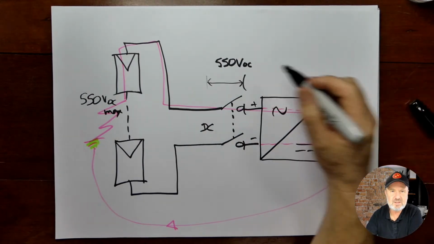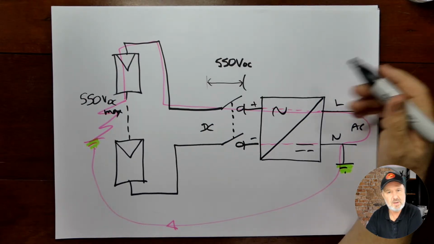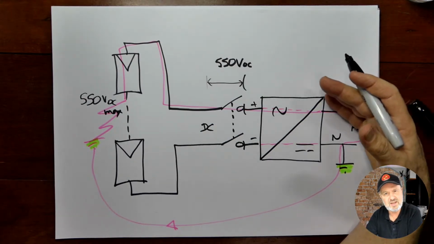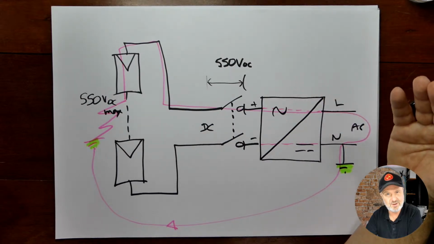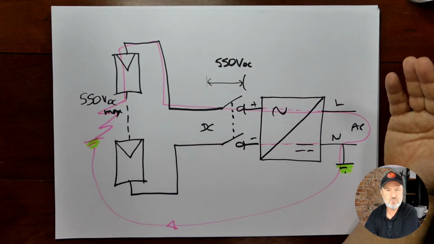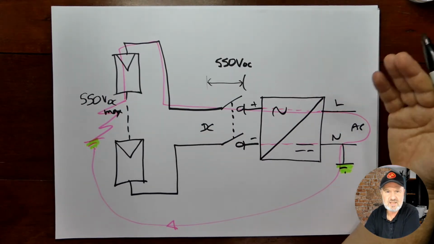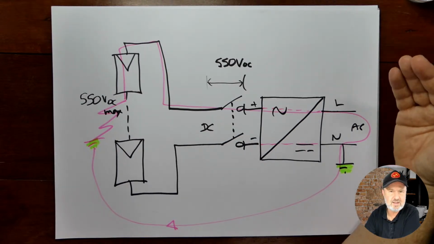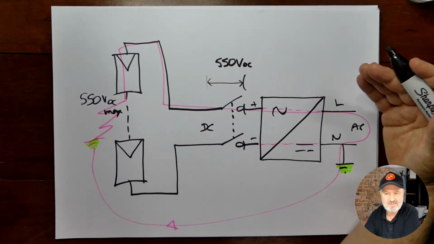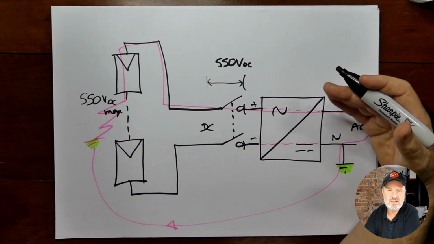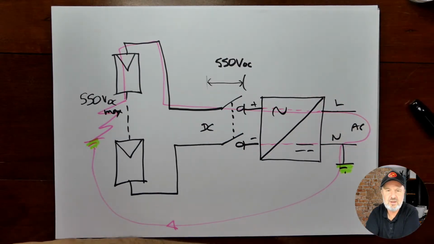And also the thing about DC isolators is their voltage rating is dependent on their current. So as the current goes down, their voltage rating goes up. So it might be 1,000 volt rated at 16 amps, but it's only 800 volt rated at 20 amps, and at 32 amps it drops down to 600 volts, etc. So you've got to get those tables from the manufacturer.